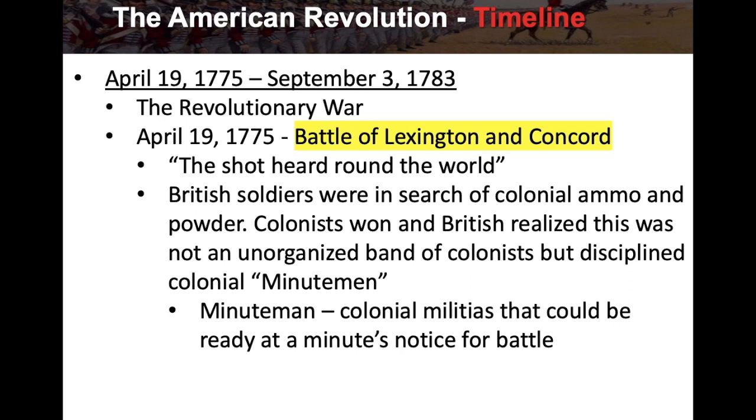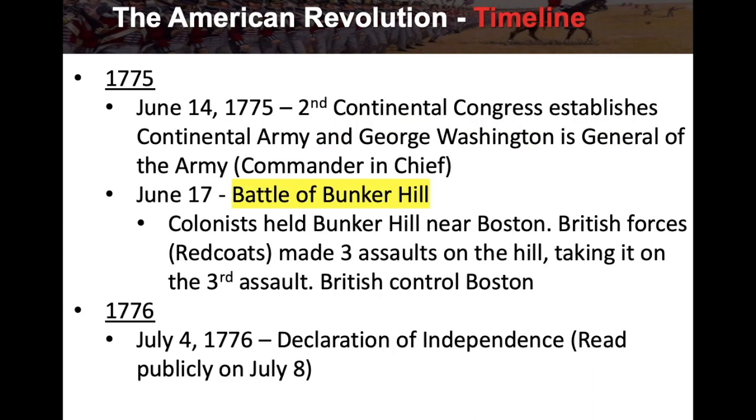And this became the seed or the beginnings of the Continental Army, because after the Second Continental Congress, they're going to raise an army, and George Washington is going to be the commander-in-chief. But right now, it's just basically militiamen, called Minutemen, battling the British in the Northeast. On June 14th, 1775, the Second Continental Congress establishes the Continental Army, and George Washington is the general of the army, or the commander-in-chief. Three days later is the Battle of Bunker Hill in Boston.